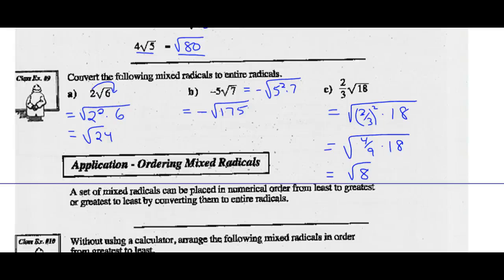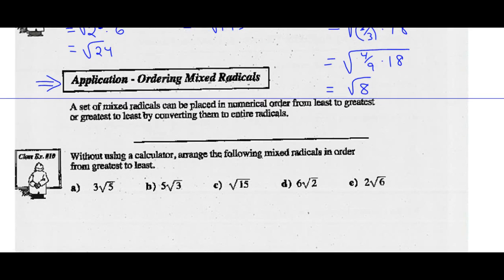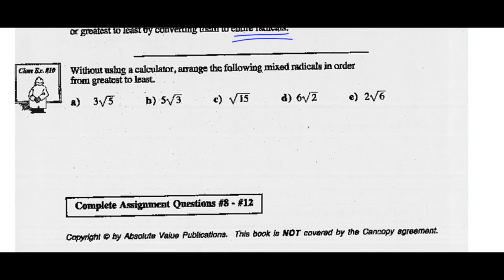Now let's do an application of mixed radicals. If you're asked to order mixed radicals, a set of mixed radicals can be placed in numerical order from least to greatest or greatest to least if you convert them to entire radicals. All right. So if I looked right now, without using a calculator, arrange the following from greatest to least. If I just looked at these right now, it'd be really tough to do. Without using my calculator, which is the largest value there? Well, it's hard to say. But if I convert these all into entire radicals, then we're going to see what's largest and smallest real quick.